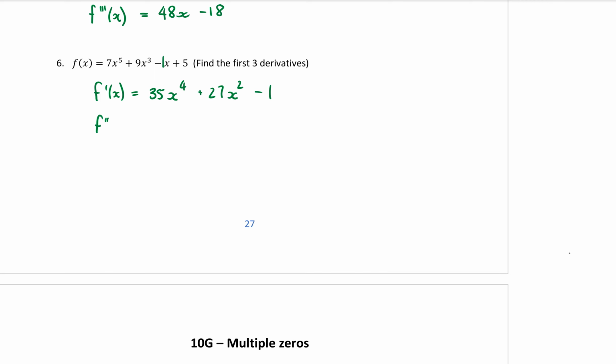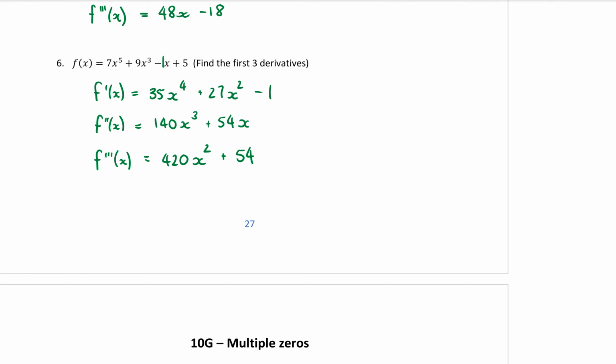Second derivative, f''(x). 4 times 35 is 140. x, subtract 1 from the power, cubed. 2 times 27 is 54. x to the power of 1, and the minus 1 on the end will disappear. And third derivative, 3 times 140 is 420. x, subtract 1 from the power, squared. The 54x, the x will disappear, and it will just be a plus 54.